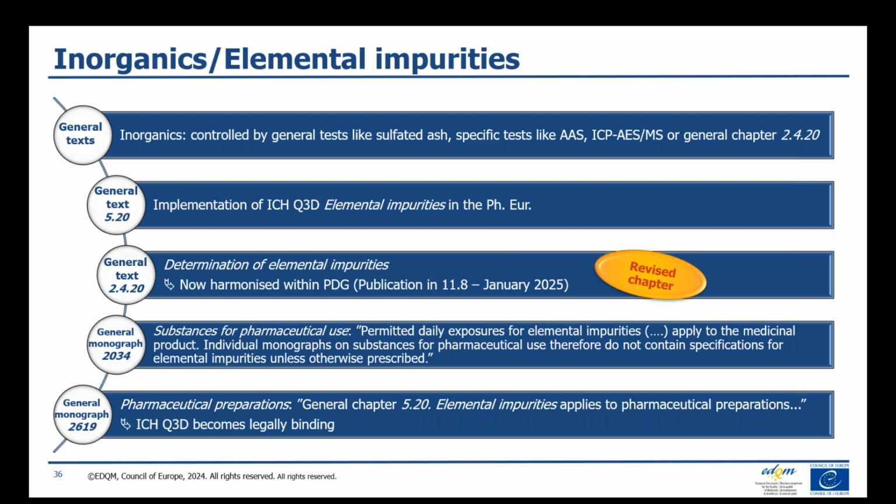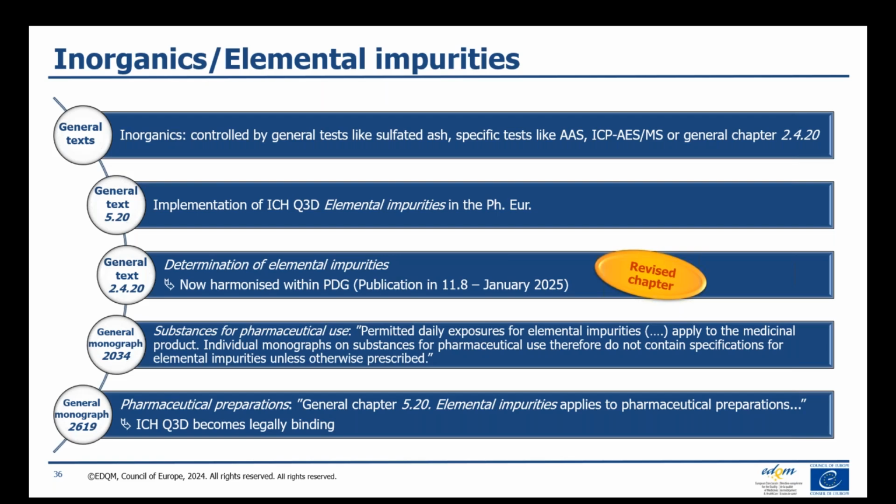Then there is the general text 5.20, which is an implementation of ICH Q3D on elemental impurities. And there is, as I said, the text 2.4.20 for the determination of elemental impurities. Something important to note is that this text has been recently revised, and now it is harmonized within PDG. So the revised version of this text will be published in January next year.